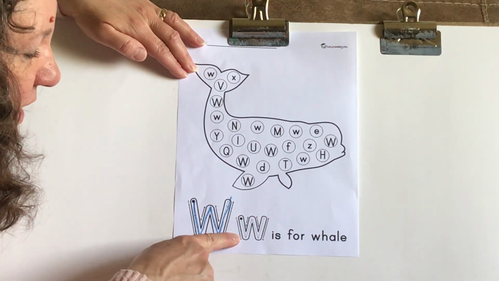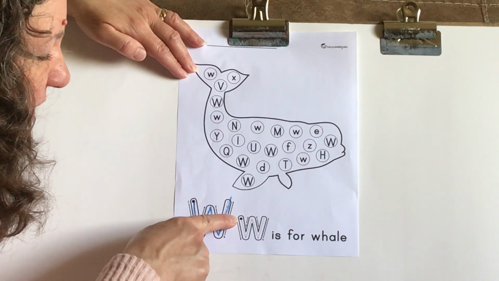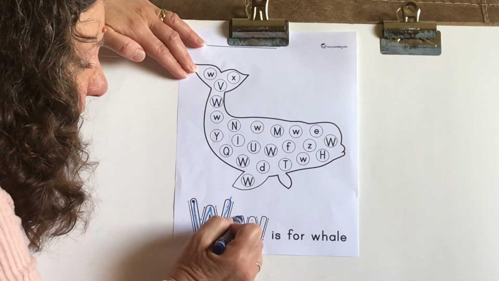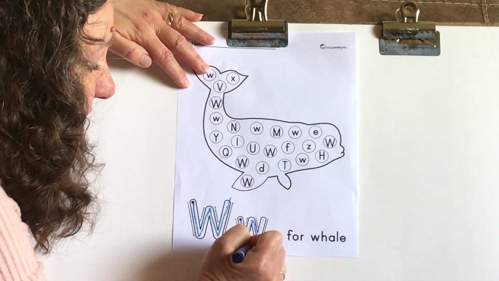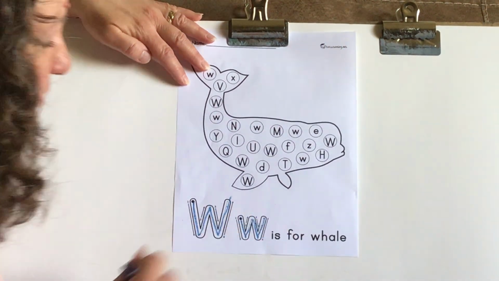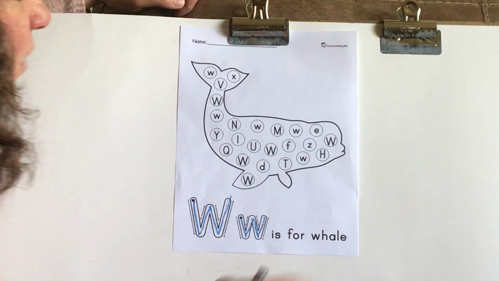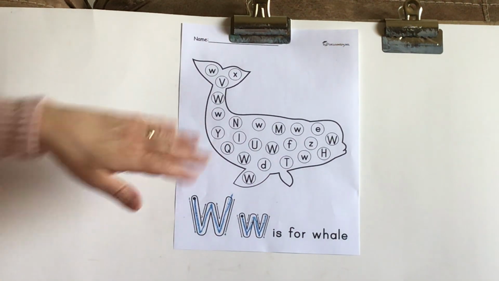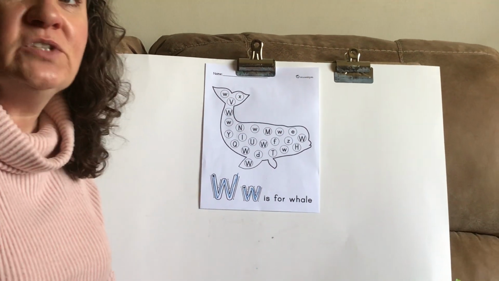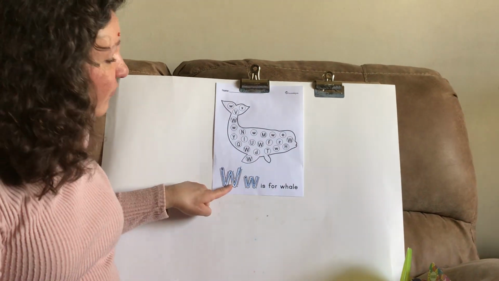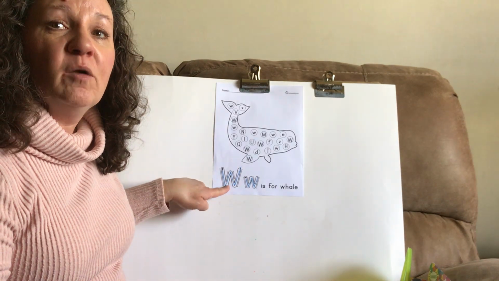And let's do our lowercase w the same way. Start at the black dot on the left. Ready? Slant down, slant up, slant down, slant up. Okay, W is for whale. Now we've done these papers before. What we're going to do on the whale, we have a whole bunch of different letters, and we're going to be looking for the letter W.